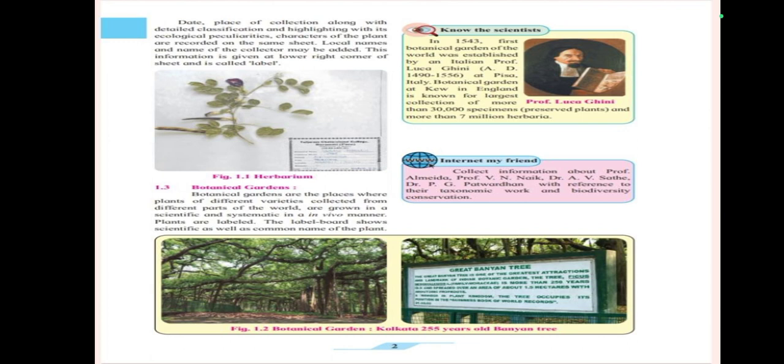Botanical gardens. Botanical gardens are the places where plants of different varieties collected from different parts of the world are grown in a scientific and systematic manner. Plants are labeled. The label board shows scientific as well as common name of the plant.